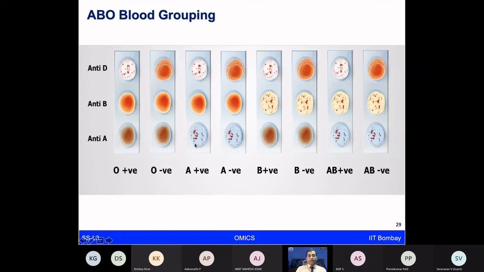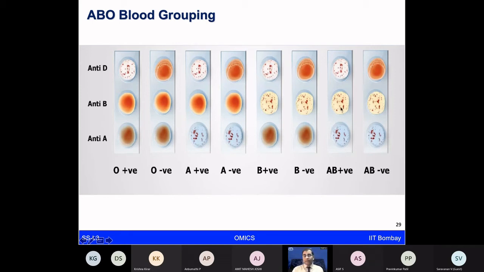So when you have added antibody A and that is reacting with antigen A, in this case you see agglutination happening only here, whereas no agglutination is happening with antibody B. So this is determining that the person has blood group A. In the other case, when you are not seeing any reaction with the anti-A antibody, but you see a reaction with the anti-B antibody, then you can say this is blood group B.